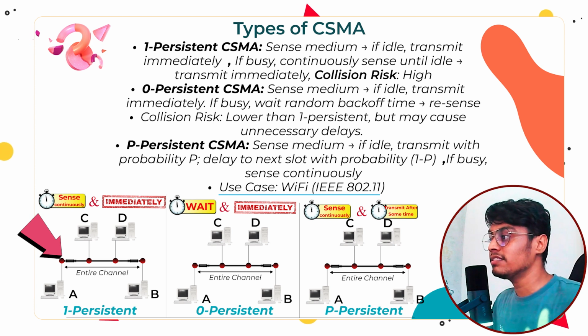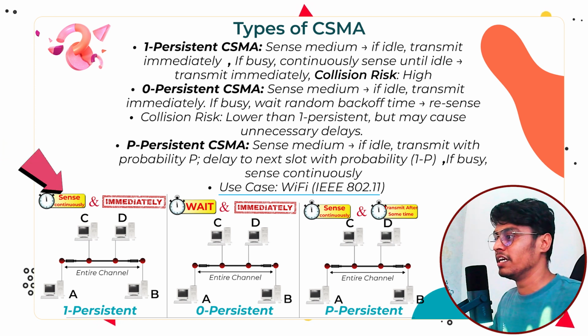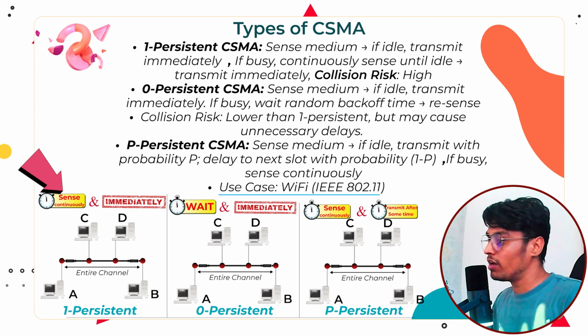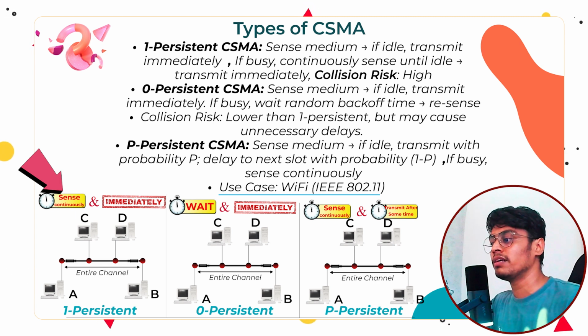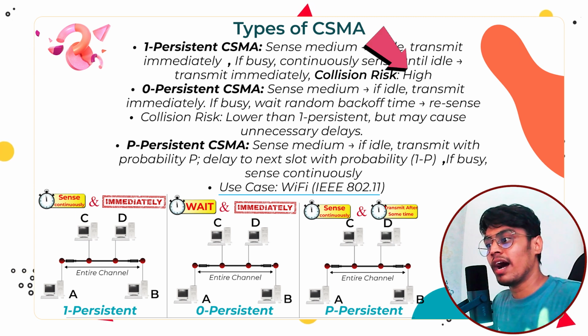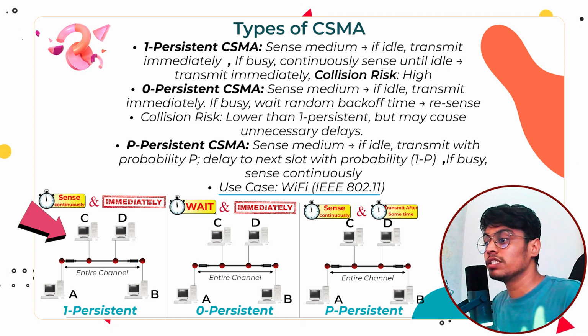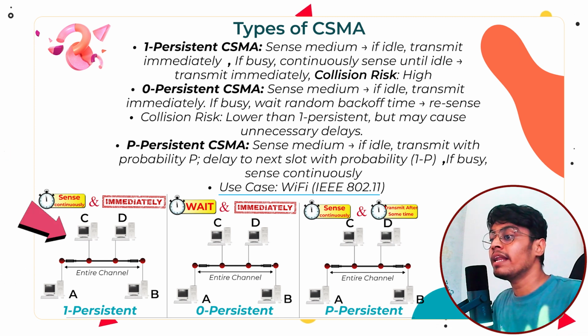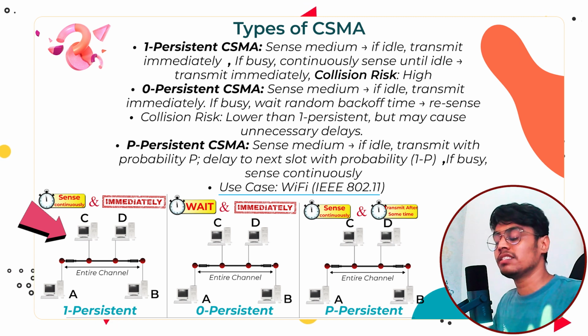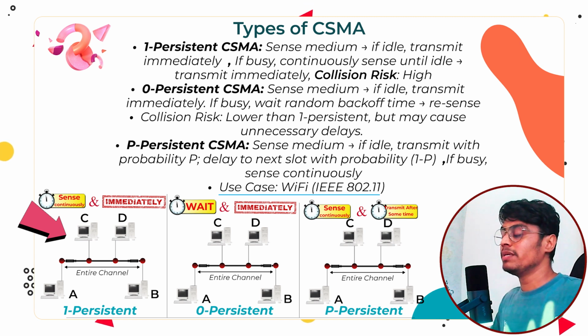But if A senses that a signal is already moving on the medium, then A will not transmit its data immediately. Okay, so this is the concept of 1 persistent. Generally the concept of Ethernet works on this principle. Okay, there are high chances of collision here. Why? Because in the worst case, when all nodes detect the medium is free, they immediately transmit their data simultaneously. Okay, then there will be a collision.